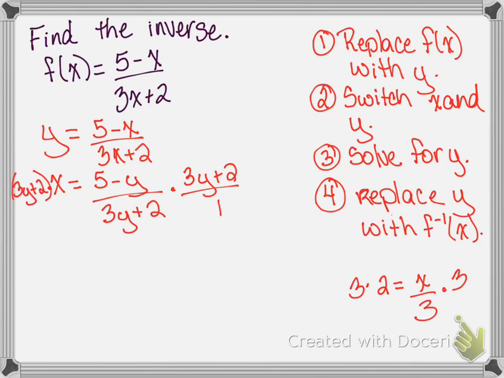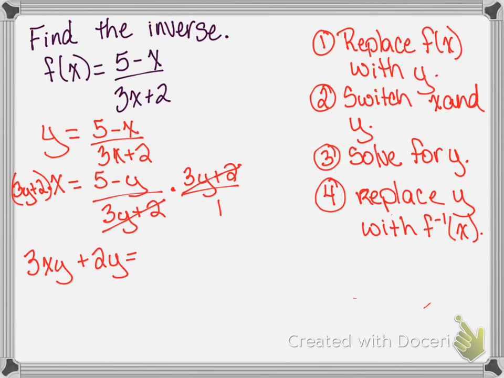Now that is going to be in parentheses. And the reason it's in parentheses is because I'm going to have to distribute that x. Now, this 3y plus 2 and this 3y plus 2 simplify out. So I'm going to go ahead and distribute my x. So I get 3xy plus 2x equals 5 minus y.